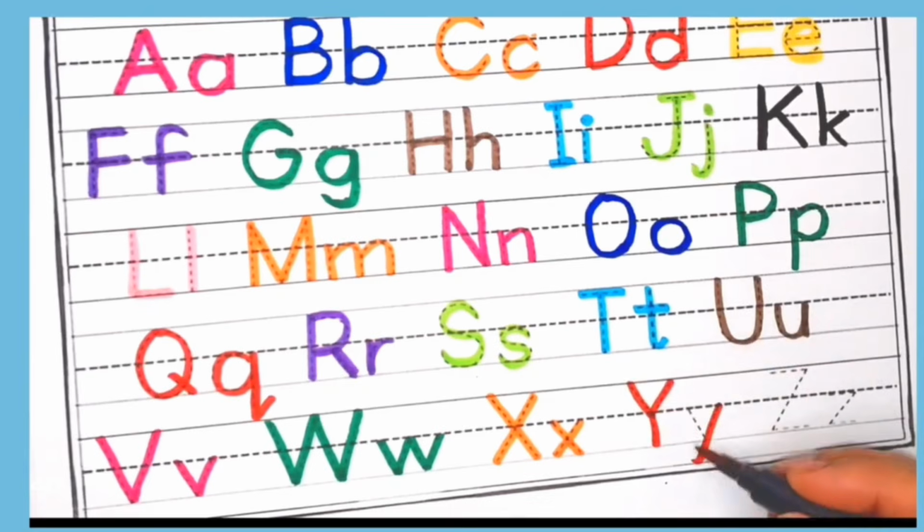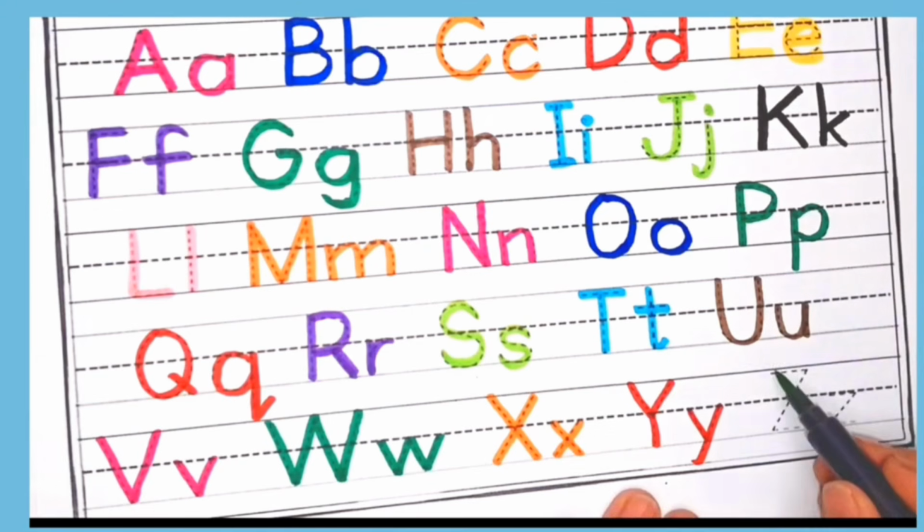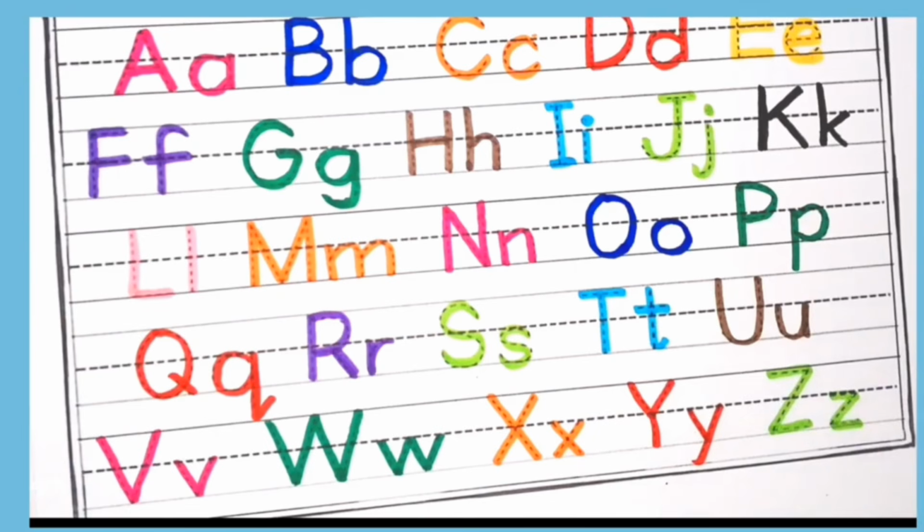Capital Y, small y, Y for yolk. Capital Z, small z, Z for zebra.